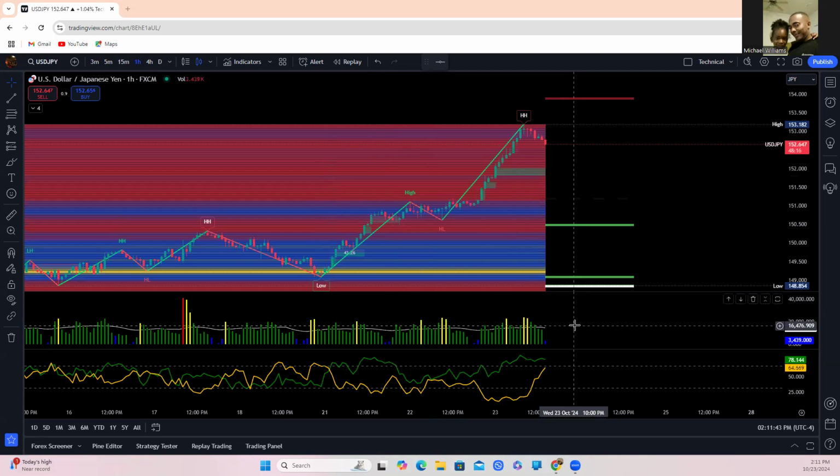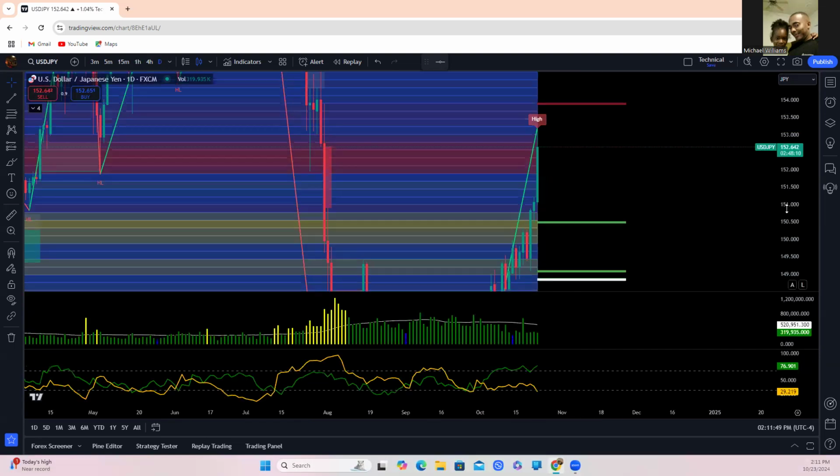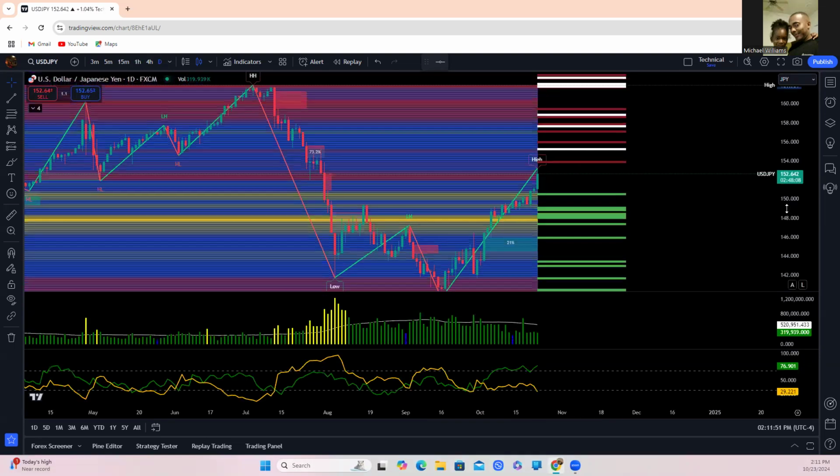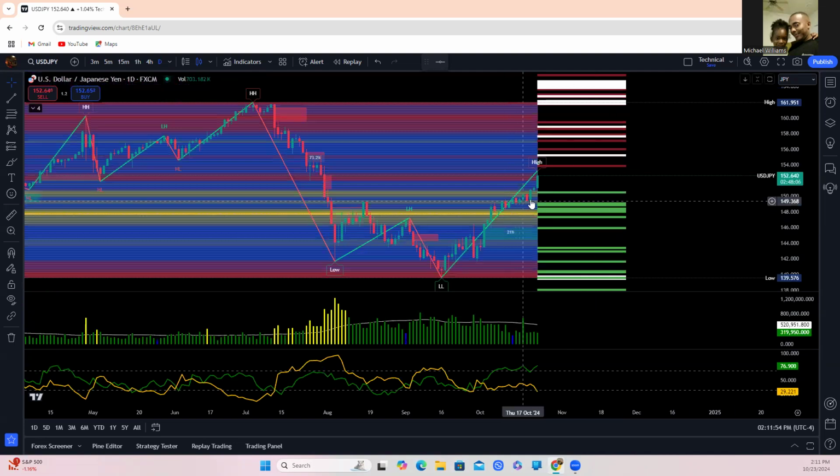So, the first thing you want to do, or the first thing I do, is I look at the daily to get an idea of what we're looking like for today. And as you can see, so obviously we're bullish on the day.